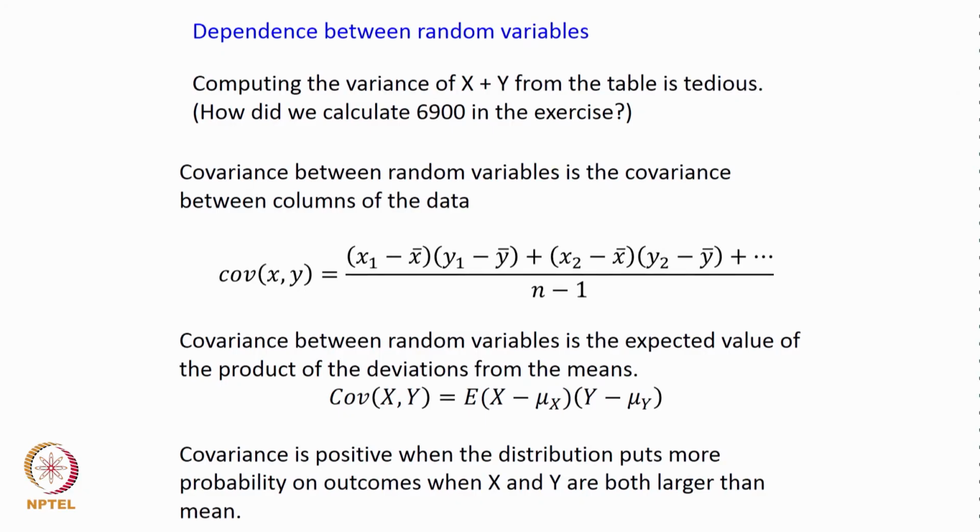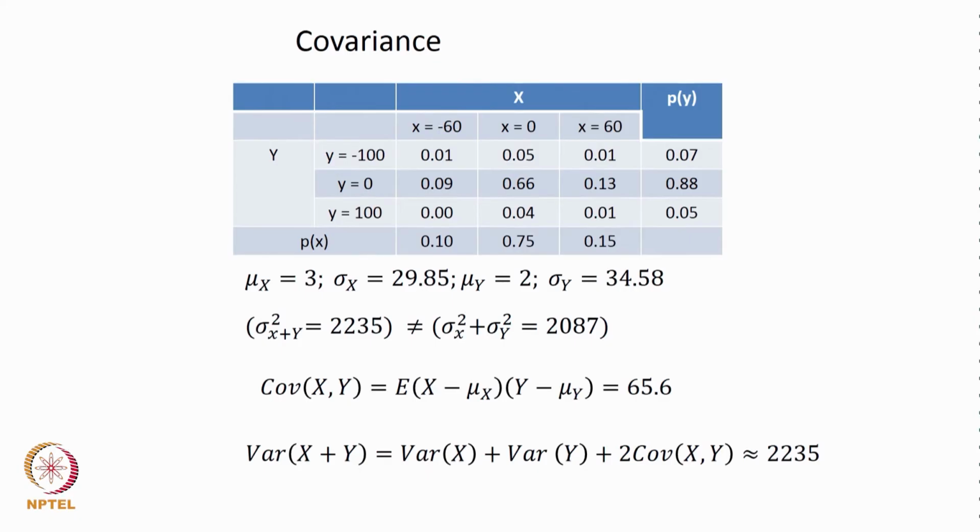So covariance of x, y is equal to E of (x minus mu x) into (y minus mu y). Covariance is positive when the distribution puts more probability on outcomes when x and y are both larger than the mean. So let us now find out the covariance for these, and from here we can do this. x is minus 60, 0 and plus 60, y is minus 100, 0 and plus 100.